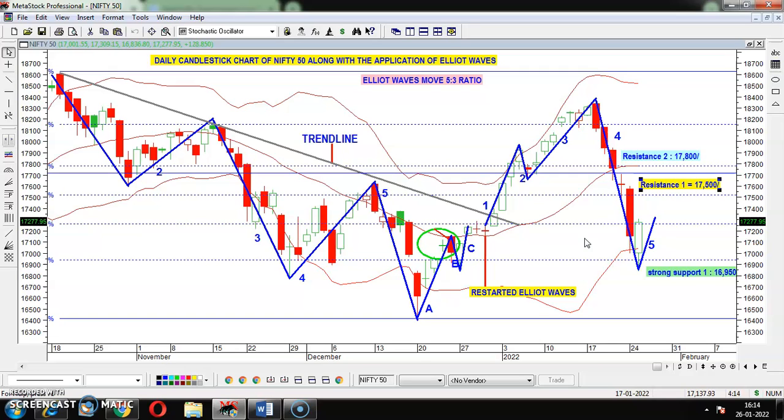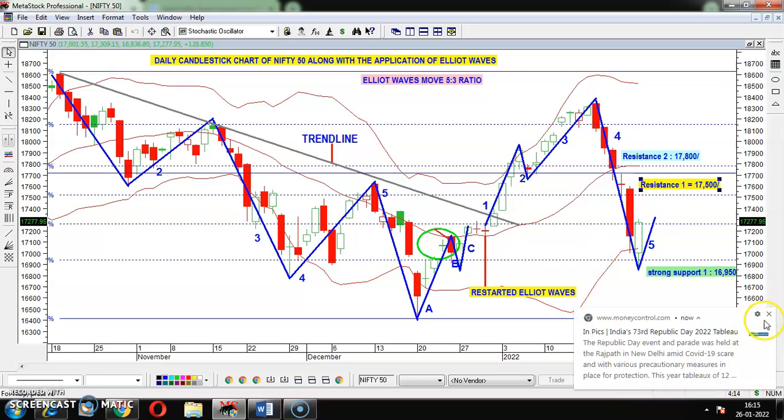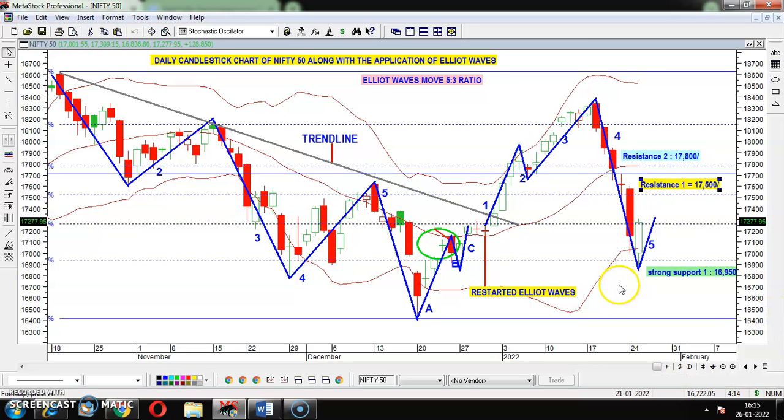Apart from it, I'd like to tell you one thing. Please watch my very next video where I'm going to explain about the Bank Nifty, what the range of resistance and support will be in the coming 2-3 days.